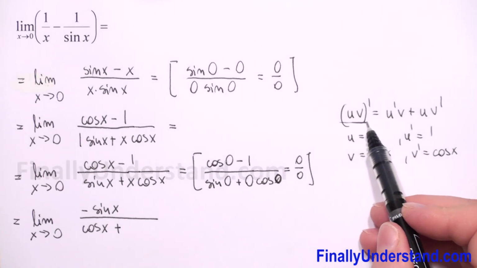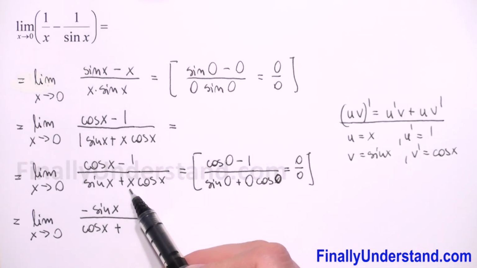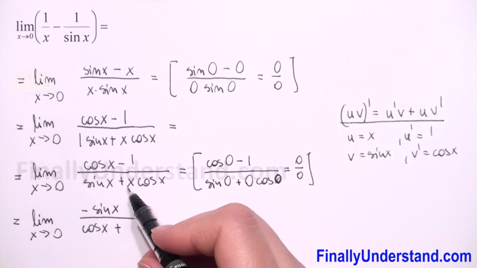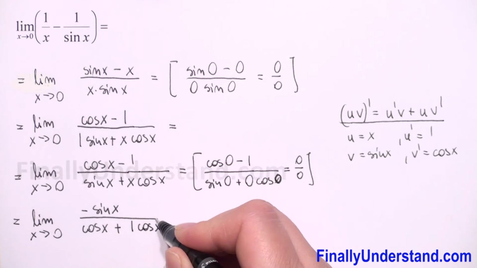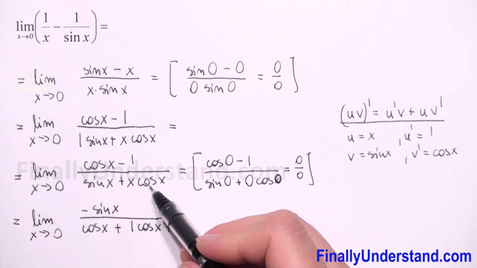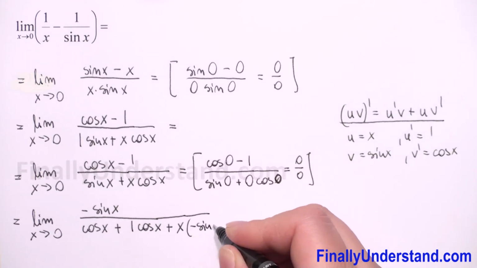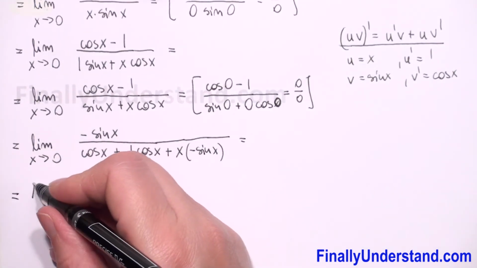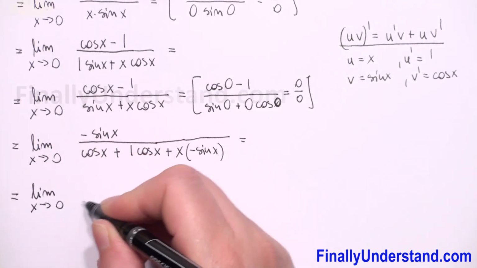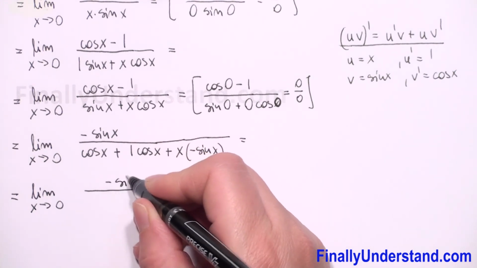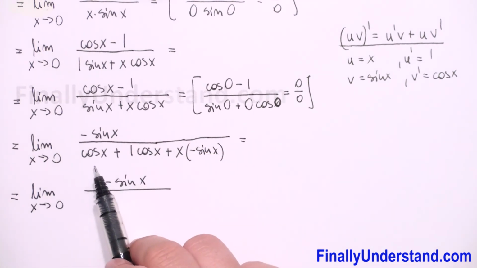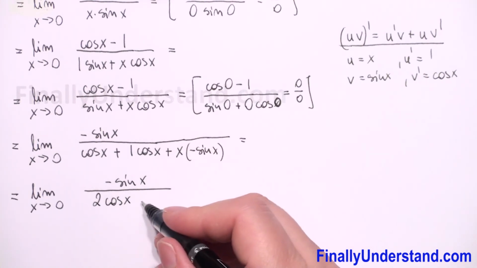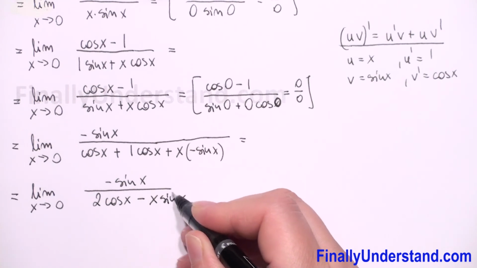Again we have to use this formula, but now u is equal x, the same, but v is equal cosine of x. So we have derivative of x is 1 times cosine of x plus x times derivative of cosine is negative sine of x. This is equal, we have limit as x approaches 0, and in numerator we have negative sine of x. In denominator we have cosine of x plus cosine of x is 2 cosine of x. Positive times negative is negative x times sine of x.